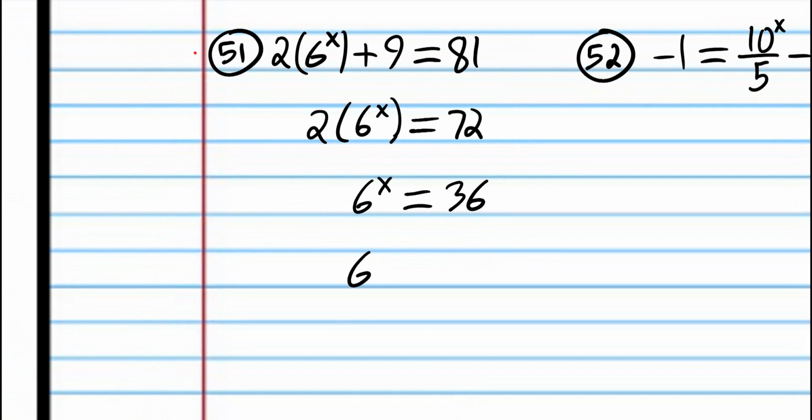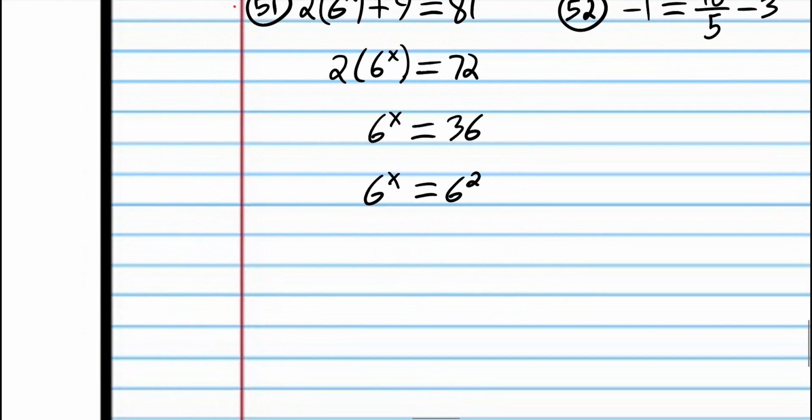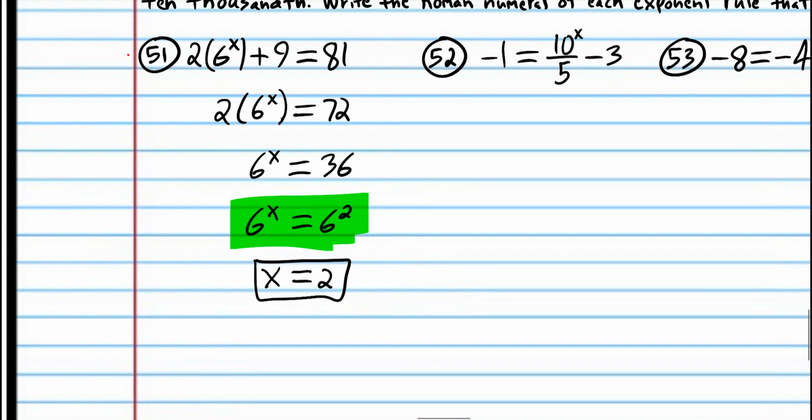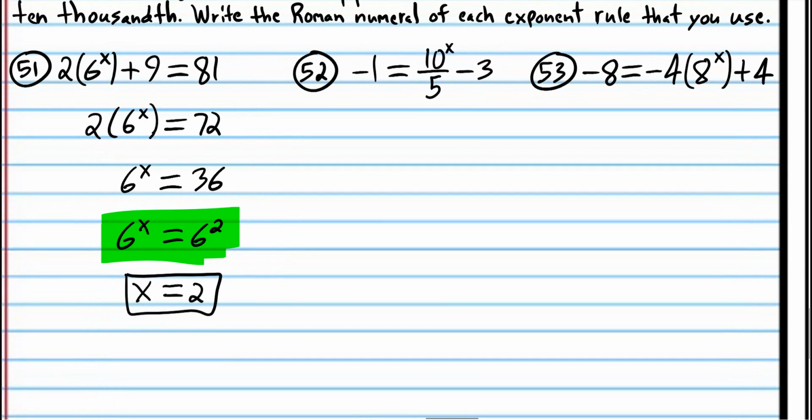So at this point, the question is, do we need a calculator? And obviously we don't, because you can just write 36 as 6 to the second power, and then x is equal to 2. That's the critical step. So we did not need a calculator on that problem. That was a different variation of an exponential equation, and we did not need a calculator.